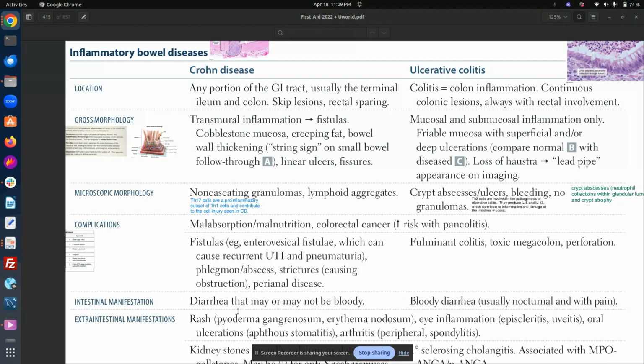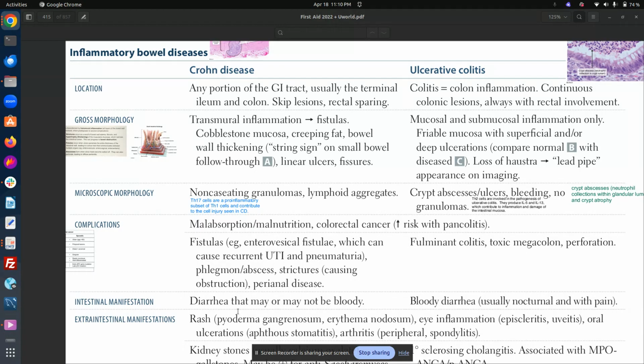Okay, now let's talk about the gross morphology of Crohn's disease. There will be transmural inflammation. That means the whole thickness of the GIT is involved, will be inflamed from mucosa to muscularis propria. There will be cobblestone mucosa. What is meant by cobblestone mucosa? It means that there will be depressed ulcerations that separate the elevated islands of healthy tissue. So it will give the mucosa an appearance of a cobblestone street.